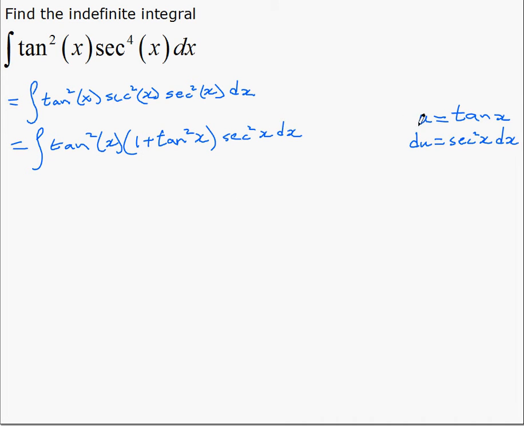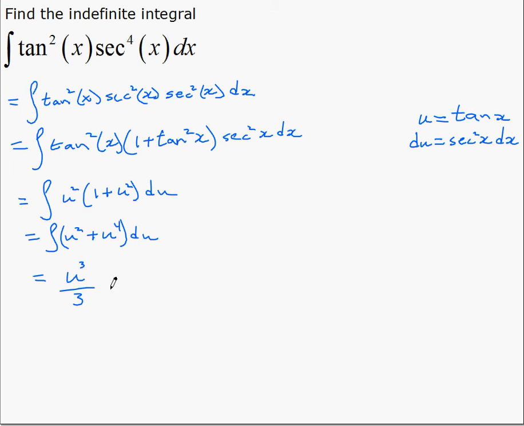Now we can make this substitution, u equals tan x, then du is secant squared x dx. So we end up with the integral of u squared times 1 plus u squared du. Multiplying gives us u squared plus u to the 4 du. And then integrating gives u to the 3 over 3 plus u to the 5 over 5 plus a constant.